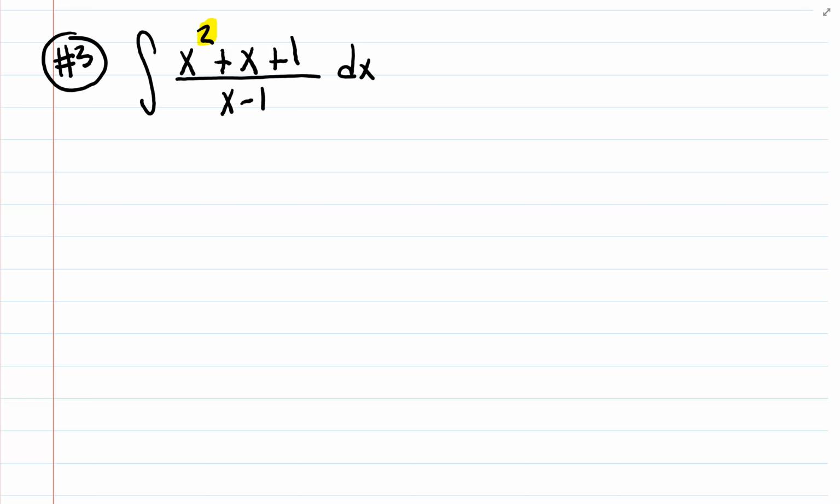The third example of types of fancy or tricky integrands dealing with natural logs and exponents is this one. It's really important that we understand what's going on here. We're trying to integrate x squared plus x plus 1 over the quantity x minus 1 dx. I've highlighted that the exponent on the top is a 2, and the highest exponent on the bottom, of course, is a 1.